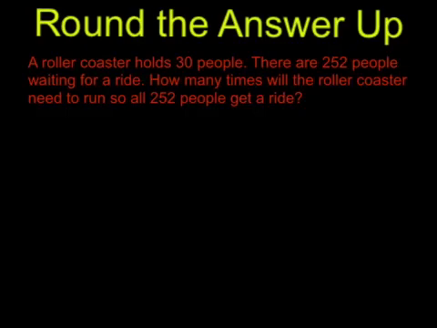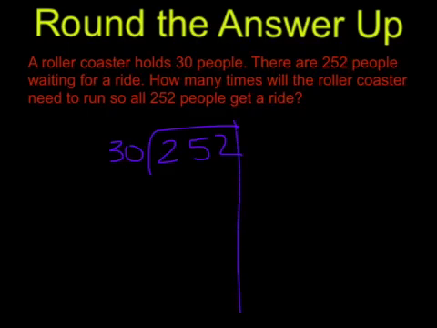A roller coaster holds 30 people. There are 252 people waiting for a ride. How many times will the roller coaster need to run so all 252 people get a ride? As always, the first thing I need to do is use my partial quotients method to go ahead and divide this number out. So I've got 252, and I'm going to divide that by 30 because it holds 30 people at a time. I know that 30 goes into 252 approximately 5 times.